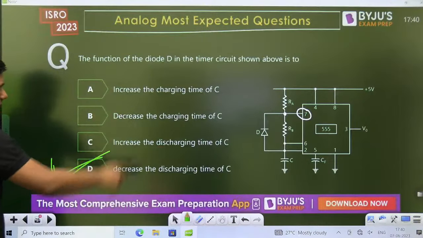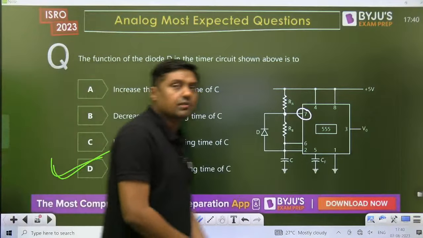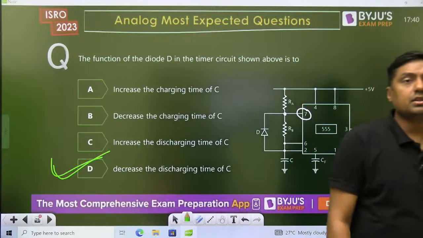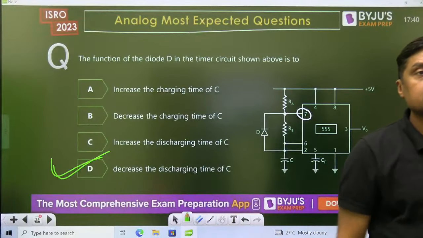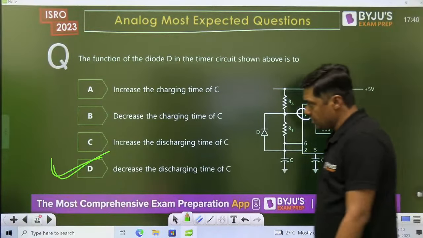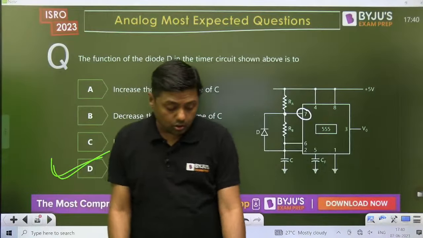Very correct. The correct answer is given by Rishit and Munis. Right? Yes, that is the D. Good one. So get the idea.